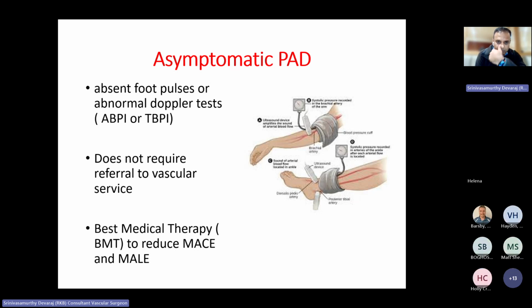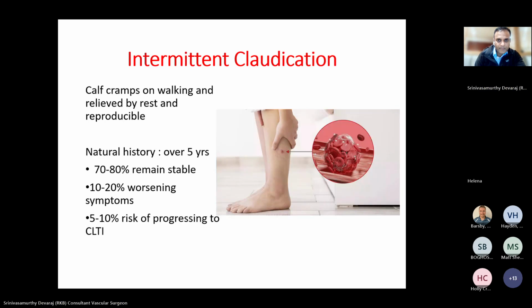The treatment for asymptomatic peripheral arterial disease is best medical therapy. And the reason for that is to reduce the risk of major adverse cardiac events like MI or stroke, and also to reduce the risk of major limb amputation. We will discuss what best medical therapy means in a few minutes. So this is a patient cohort that you're more likely to encounter in the general practice, I think.